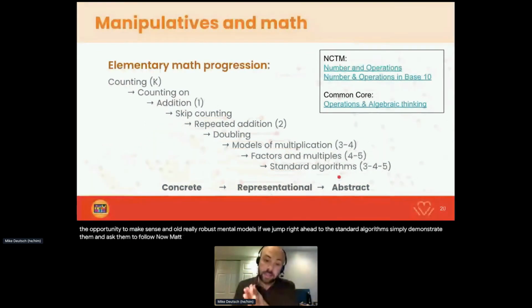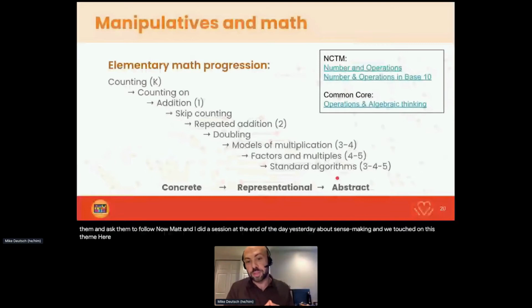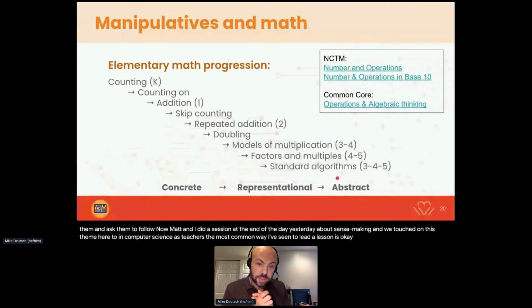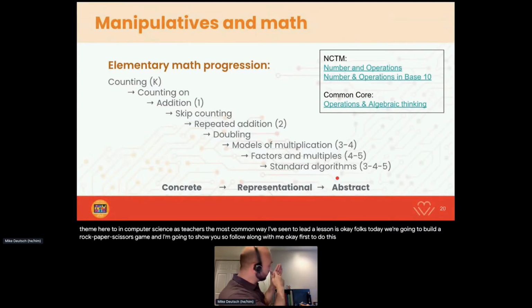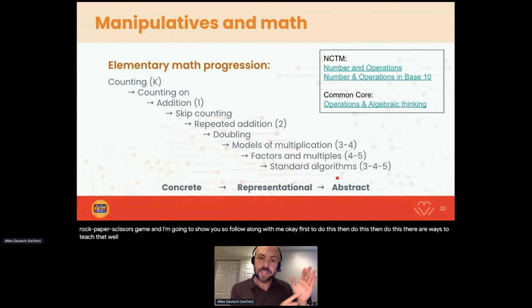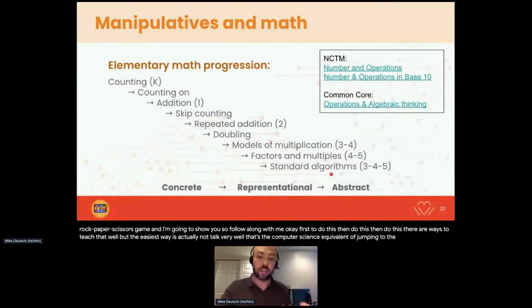Now, Matt and I did a session at the end of the day yesterday about sense making, and we touched on this theme here too. In computer science, as teachers, the most common way I've seen to lead a lesson is, okay, folks, today we're going to build a rock, paper, scissors game, and I'm going to show you. So follow along with me, okay? First do this, then do this, then do this. Now, there are ways to teach that well, but the easiest way is actually not taught. That's the computer science equivalent of jump to the standard algorithm.